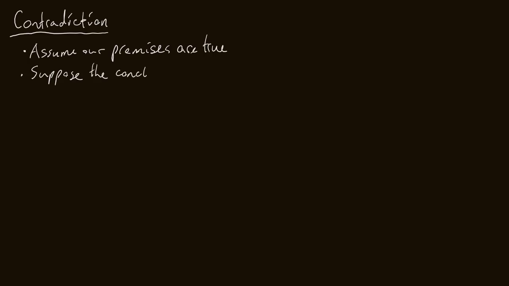For contradiction, what we're going to do is assume our premises are true as normal, like with the direct proof. Assume our premises are true. Now, what we're going to do is suppose the conclusion is false. Next, what we're going to do is argue to a contradiction. So we're going to logically argue to a contradiction.